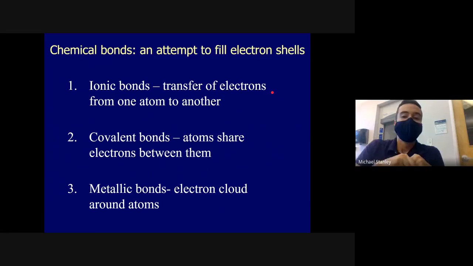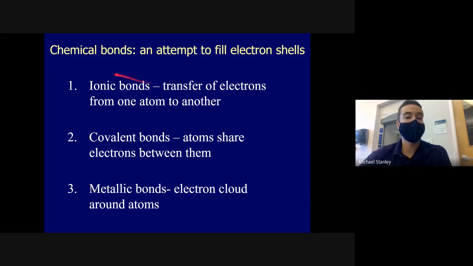All right, so chemical bonds are when atoms form bonds with each other when they're trying to fill up their electron shells, when they're trying to satisfy that octet rule. There are 3 general types of chemical bonds out there, but there are only 2 that we're really going to focus on today.